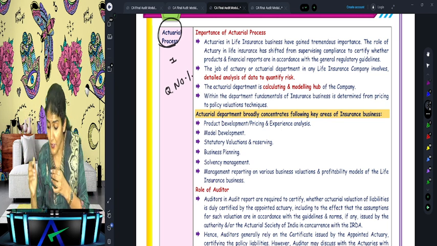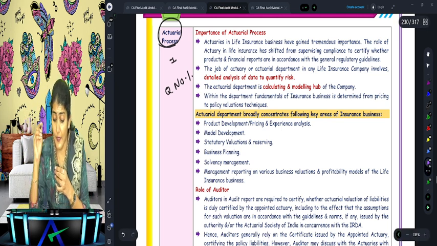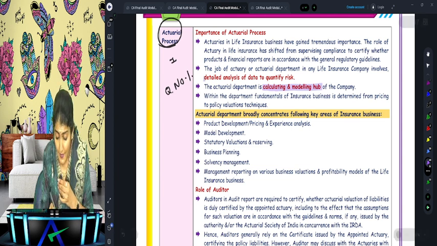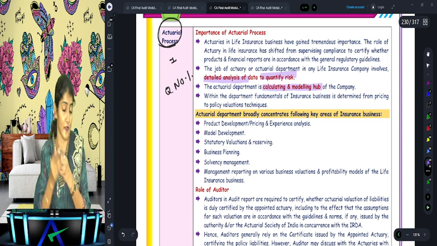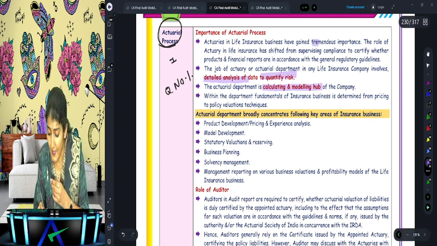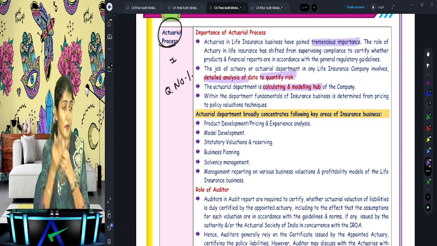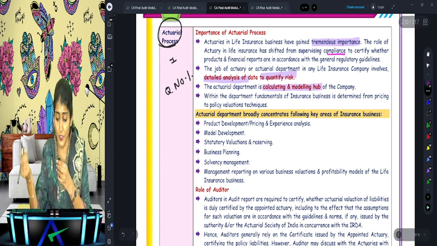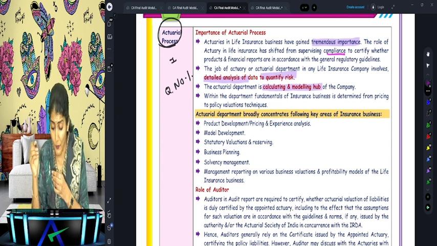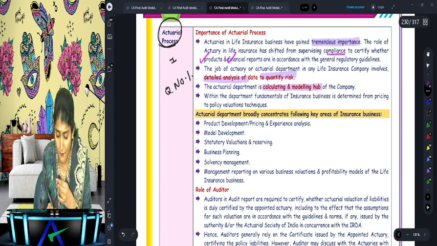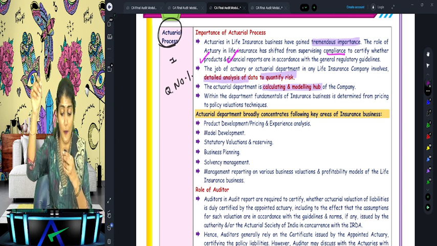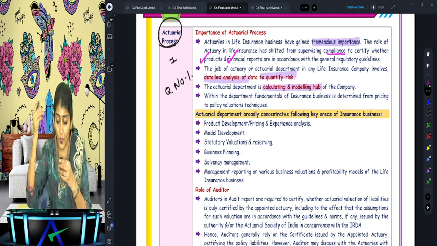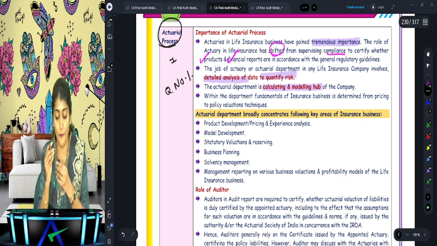So it says the actuaries are the calculating and modeling hub of the insurance company. They do detailed analysis of the data to quantify the risk. So it says the role of the actuary is getting tremendous importance in the life insurance business. And their role is not only checking compliance, it has shifted from supervising compliance to certifying the products and the financial report. So they are not only checking compliance, but also certifying, okay, yes, this product is good, the financial condition is good, right? So the role of the actuary is changing in the life insurance business.